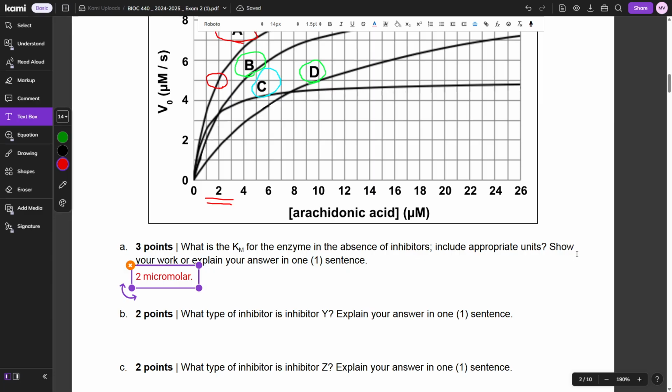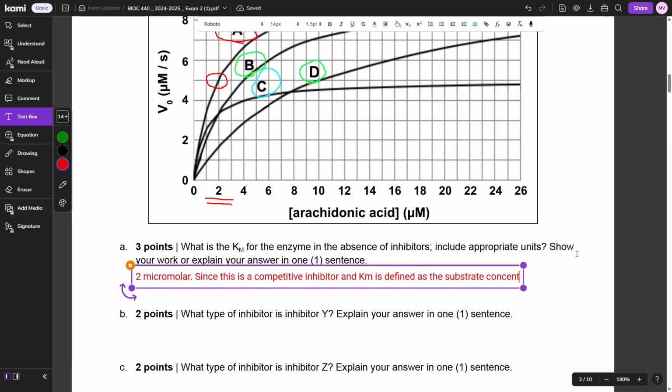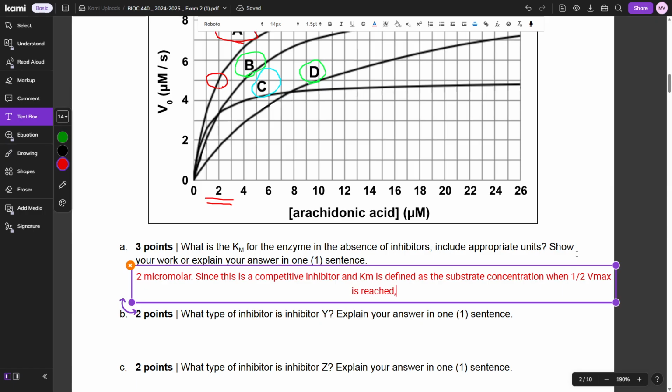You can kind of explain this by saying, since this is a competitive inhibitor, and Km is defined as the substrate concentration when 1/2 Vmax is reached, that point on curve A is 2 micromolar. Something like that, right?